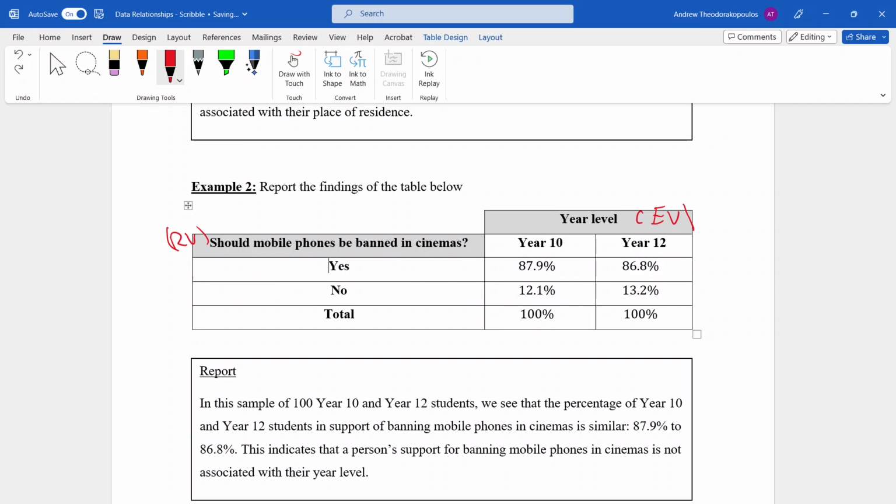So in this sample of 100 year 10 and year 12 students, we see that the percentage of year 10 and year 12 students in support of banning mobile phones in cinemas is similar. Okay, we can see that these two numbers are quite the same, 87 compared to 86. This indicates that a person's support for banning mobile phones in cinemas is not associated with their year level.